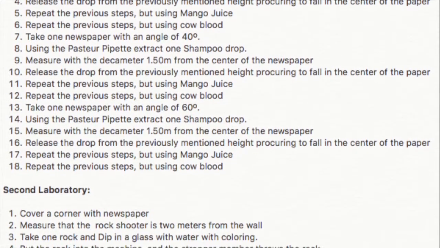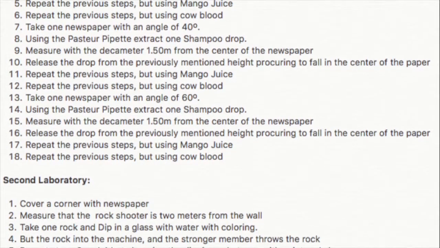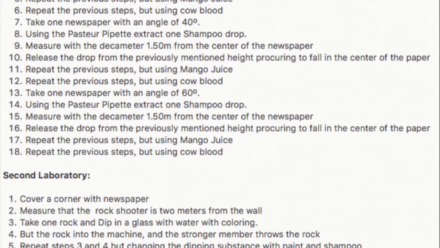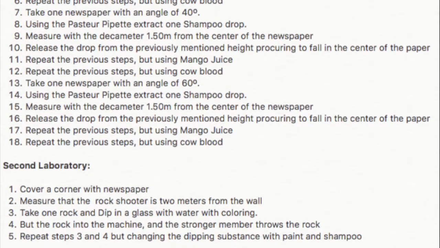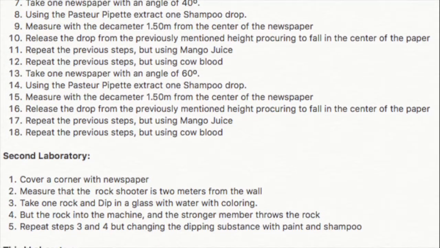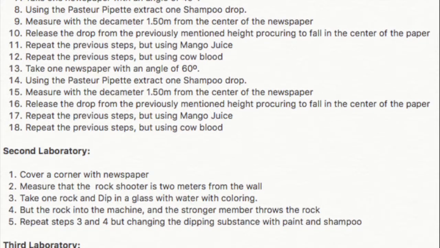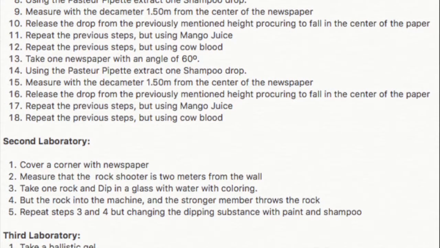13. Take one newspaper with an angle of 60 degrees. 14. Using the pastry pipette, extract one shampoo drop. 15. Measure with the decameter 150 meters from the center of the newspaper. 16. Release the drop from the previously mentioned height, producing the fold in the center of the paper. 17. Repeat the previous step using mango juice. 18. Repeat the previous step using cow blood.